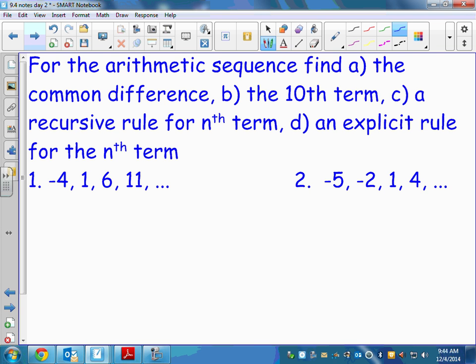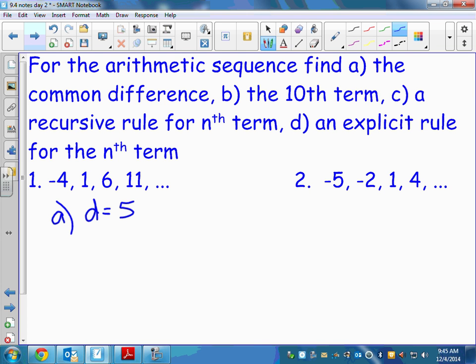All right, so this is what's on your homework. Same directions, parts A through D, but it's not really that bad to do. It's just practicing writing the formula and using the formula. For the arithmetic sequence, find A, the common difference, B, the 10th term, C, a recursive rule for the nth term, and D, an explicit rule for the nth term. It's like four problems in one. A is really not bad to do. The common difference. What are you doing to get to each term? We're adding 5. So you could just write 5 there. I'm just going to say d equals 5.